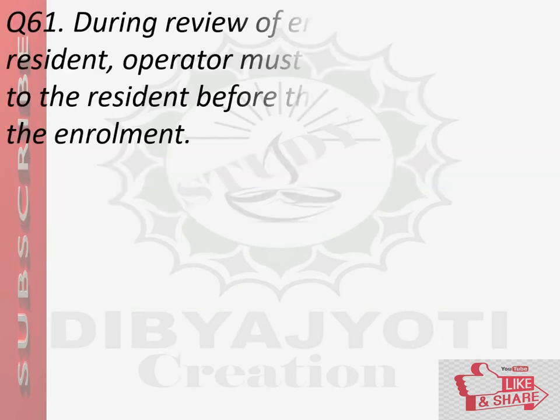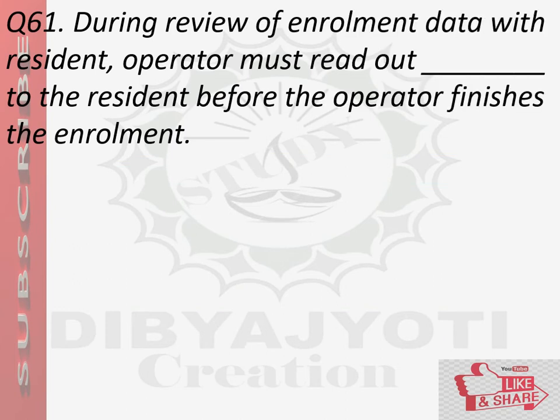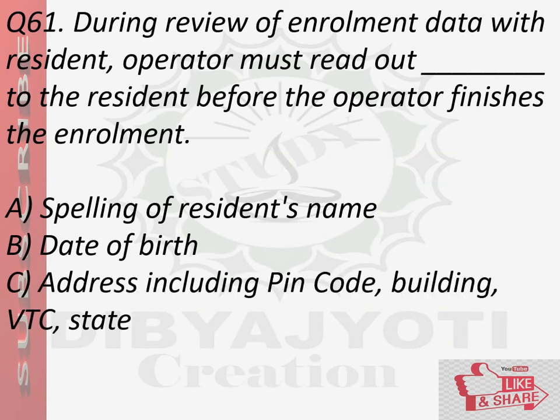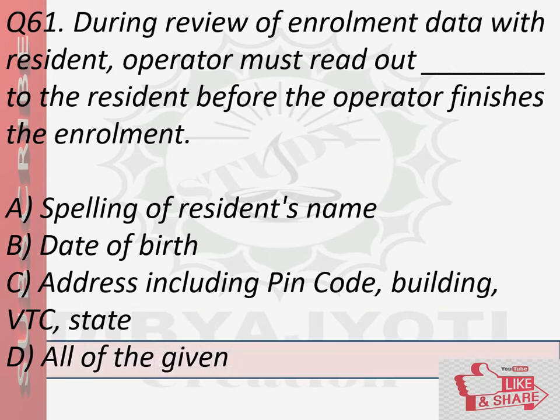Then question number 61. During review of enrollment data with the resident, the operator must read out dash to the residents before the operator finishes the enrollment. Options are option A, spelling of resident's name; option B, date of birth; option C, address including pin code, building, VTC, state, etc.; option D, all of the given. And answer is option D, all of the given: spelling of the resident's name, date of birth, address, pin code, building, state, etc.